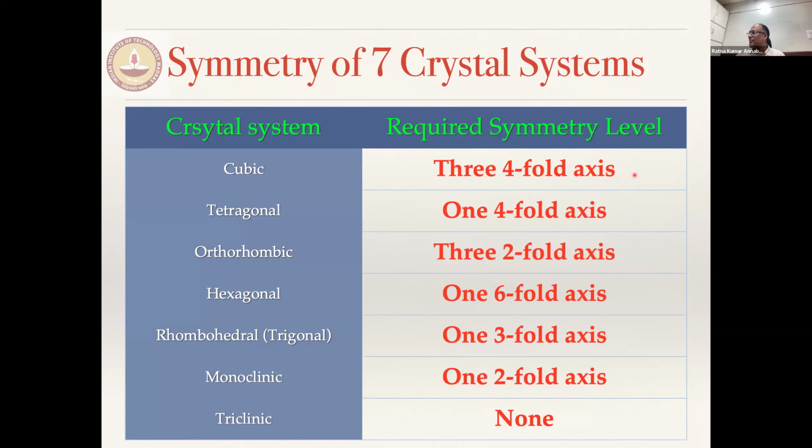And similarly, orthorhombic will have three two-fold symmetry. Hexagonal has one six-fold symmetry. Rhombohedral has one three-fold symmetry. Monoclinic has one two-fold symmetry. Triclinic has no symmetry. That means no matter what you rotate, you will not reach the same points unless it is 360-degree rotation. Now, if you look at all these things, hexagonal has the highest level of symmetry, six-fold symmetry, followed by cubic because it has three fourfold symmetries. Because it has six-fold symmetry, this is to be seen as the highest symmetry level.